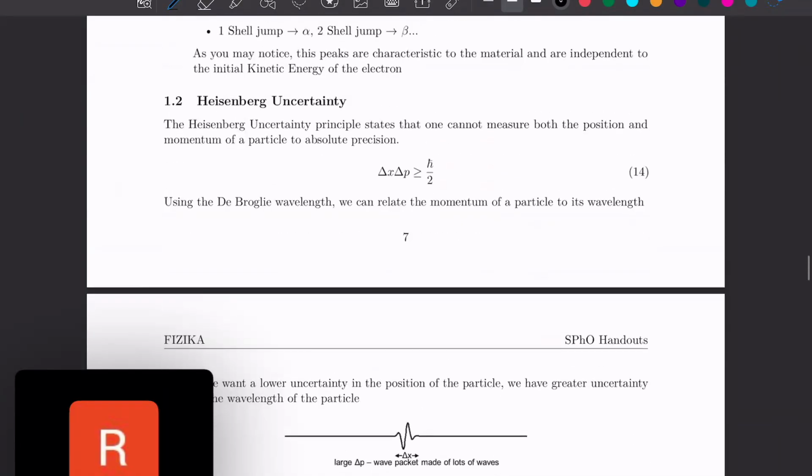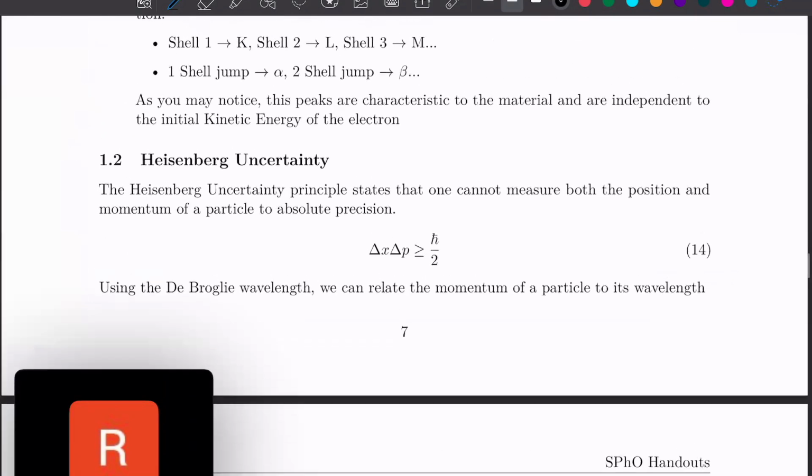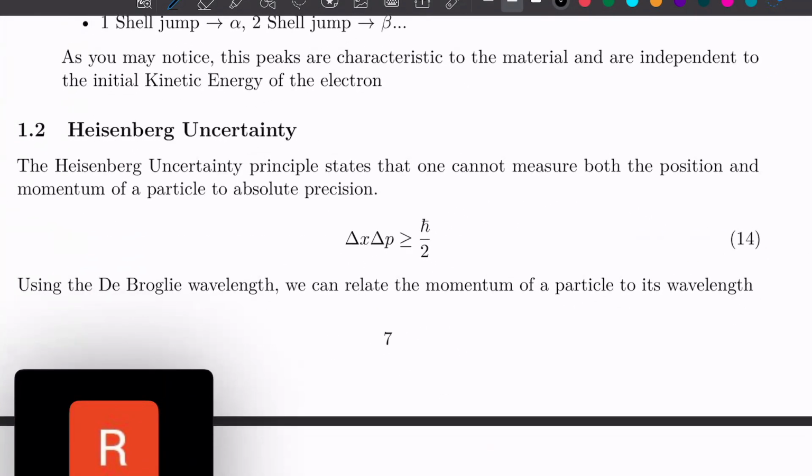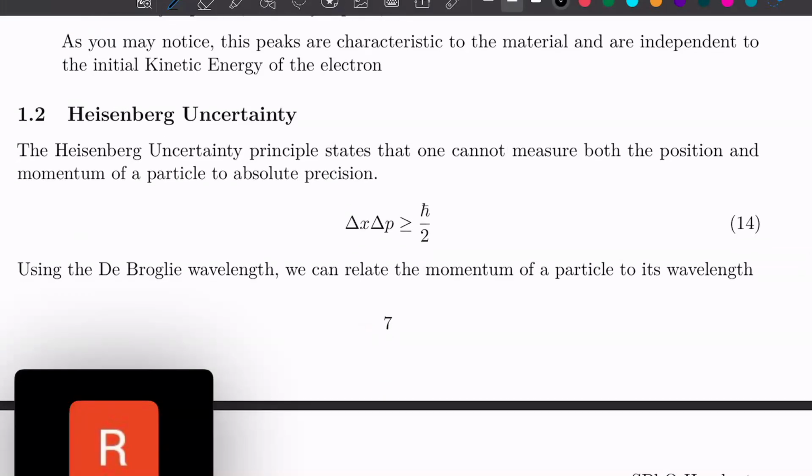Okay, Heisenberg uncertainty. But I think it's okay lah. So basically this is another concept that you have to memorize essentially, which is that you cannot measure the momentum of a particle and its position with absolute accuracy at the same time.